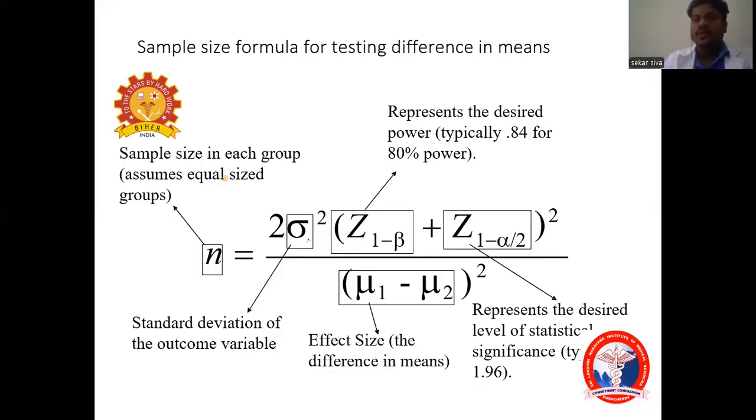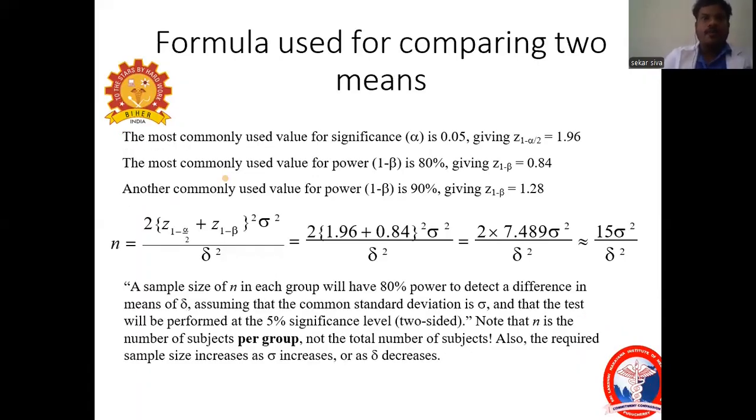And Z1 minus beta represents the desired power. Typically, it is 0.84 for 80% power. Usually, in medical research, we take 80% power to get a proper result. And Z1 minus alpha by 2 represents the desired level of statistical significance. That is 1.96. This is the formula used for comparison of two means.